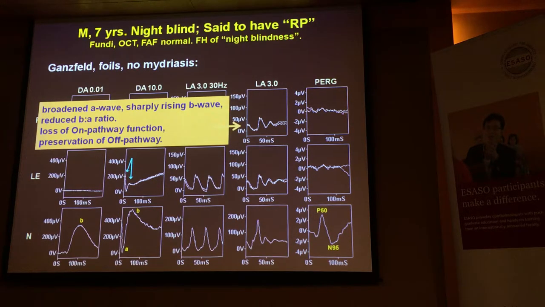And that loss tells us that we're dealing with the so-called complete form of CSNB, which in an X-linked pedigree means that the gene involved is NYX. There are only two genes implicated in X-linked disease. One gives you so-called complete CSNB, and the other, CACNA1F, gives you so-called incomplete CSNB.